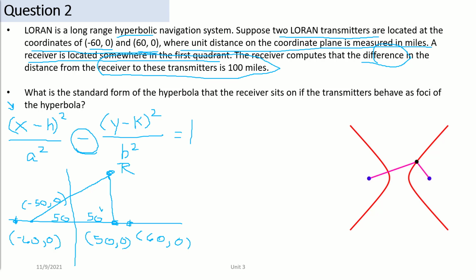We're going to go through the vertices. There's one vertex and there's another, and the other 2 points at 60, 0 and -60, 0 are foci. Alright, so the distance from the center to 50, 0 is 50 units. So that's going to be our A. So A squared is 2,500.